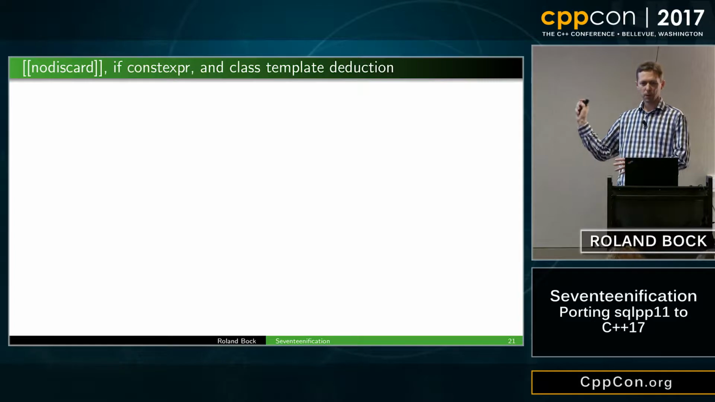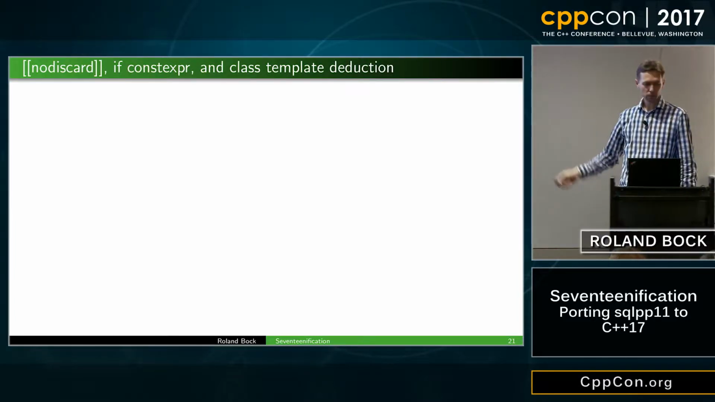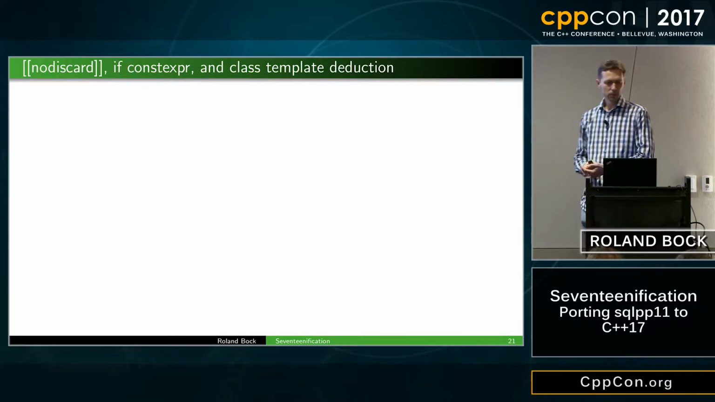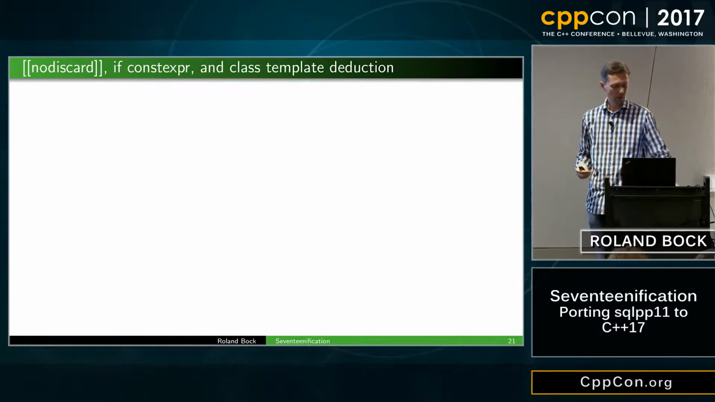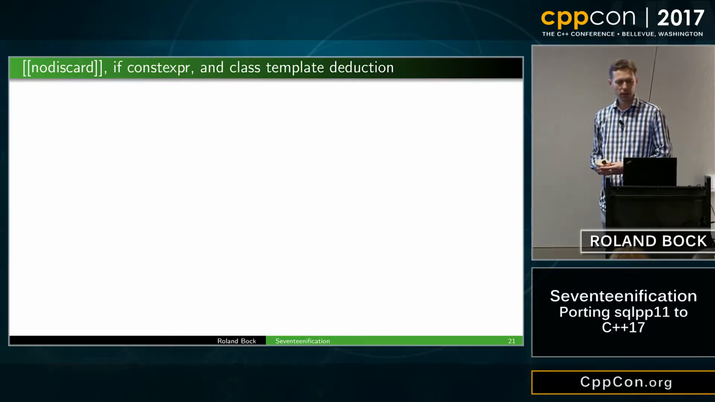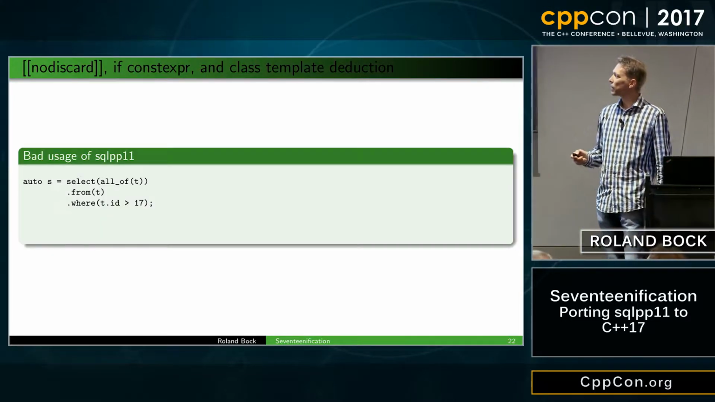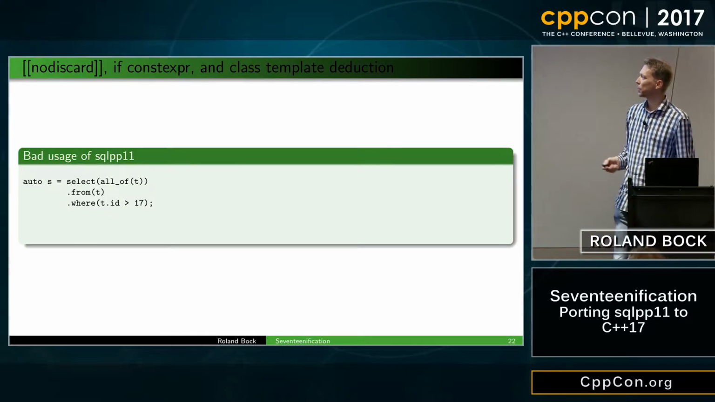Any questions, by the way, for this here? Okay, cool. So the next part is about nodiscard, if constexpr, and class template deduction. And let's start with a motivating example for this.